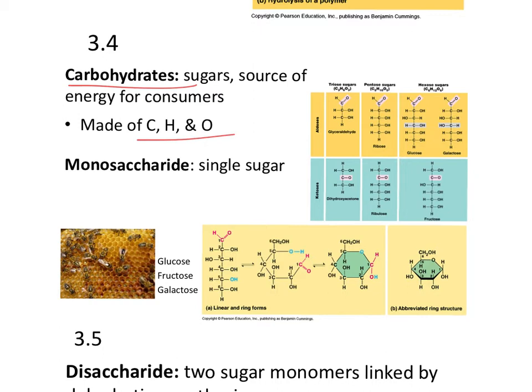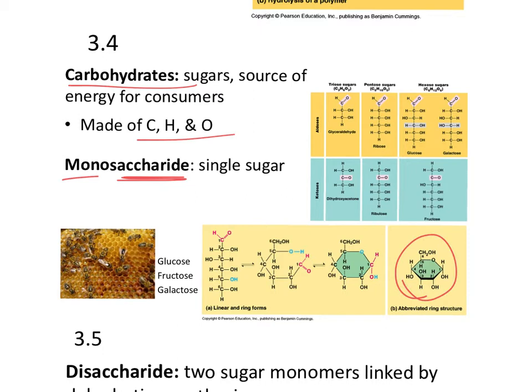And carbohydrates are polymers. They are polymers made of repeating units. A single sugar, a single monomer, we call a monosaccharide. Saccharide means sugar, mono means one. So a glucose molecule that's built by a plant is considered a monosaccharide. It is one single ring, such as like this one here.